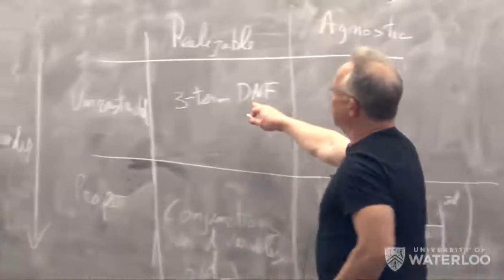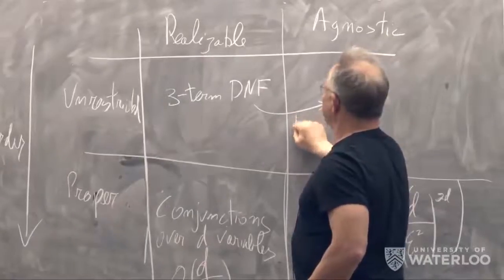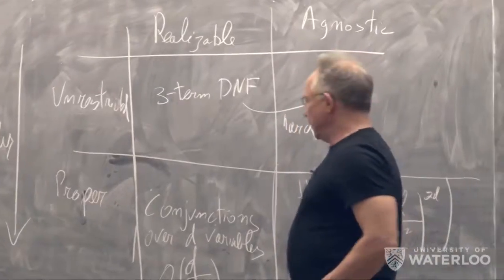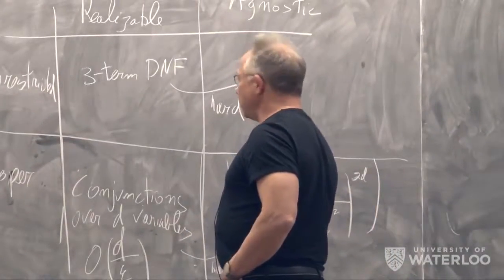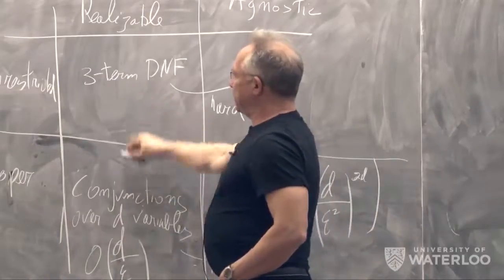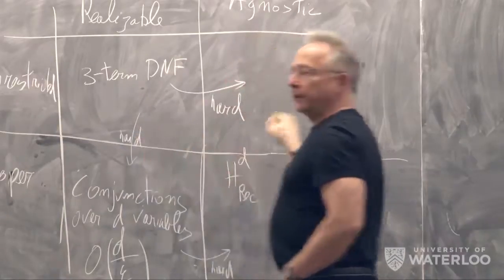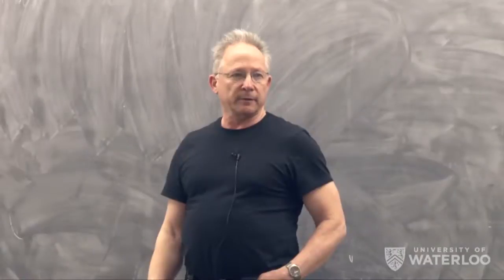So if we try to learn 3-term DNF in the agnostic case, we can show that this is computationally hard. If we try to learn conjunctions in the agnostic case, it becomes computationally hard. So we cannot move them. If we try to learn properly these guys, it becomes hard. So they cannot be moved into the more demanding scenarios.